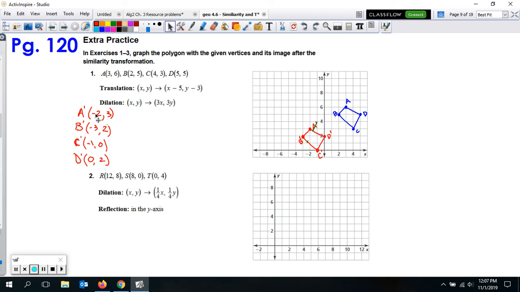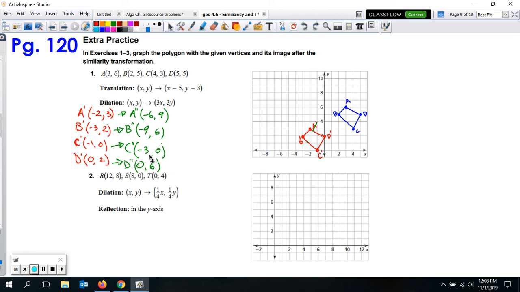So 3 times -2, 3 times 3, that now gives us a -6 and a 9 for our A double prime. -3 times 3 and 2 times 3, so it's going to be -9, 6. And -1 times 3, 0 times 3, it's going to be -3, 0. And then 0, 2 becomes 0, 6.